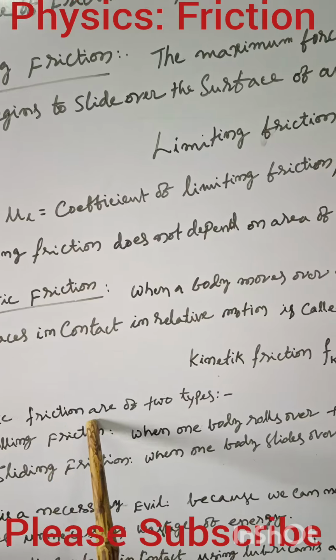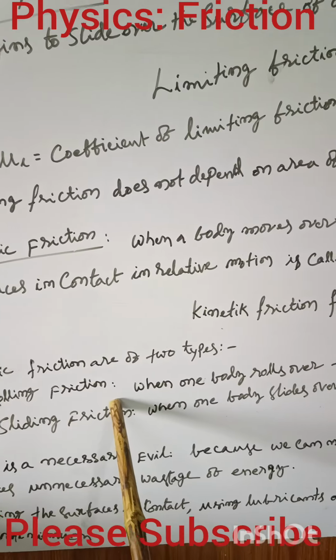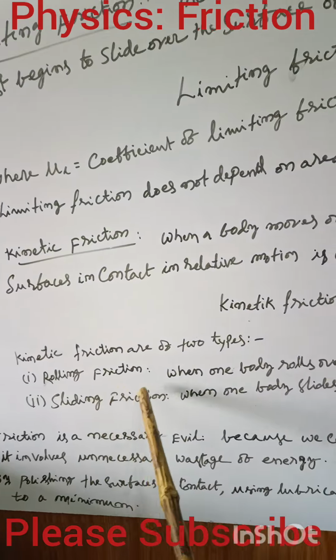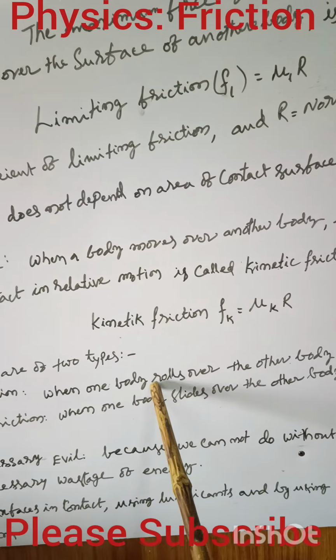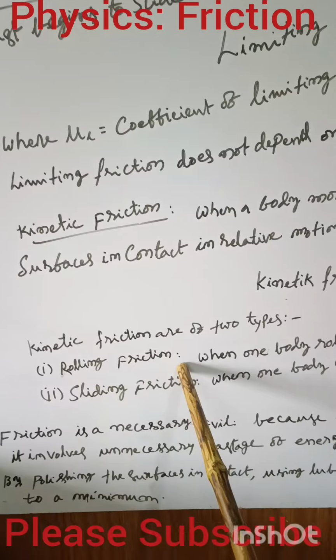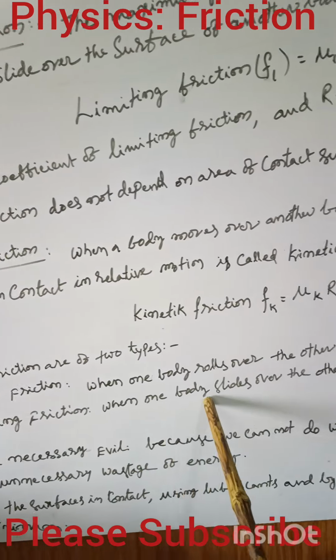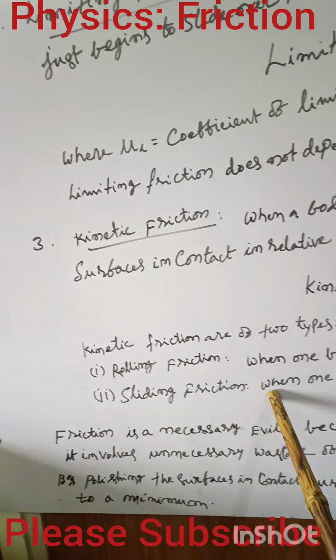Kinetic friction is of two types: rolling friction and sliding friction. Rolling friction is the friction offered when one body rolls over the other body. In the same way, friction offered when one body slides over the other body is called sliding friction.